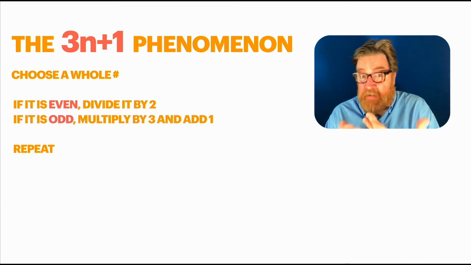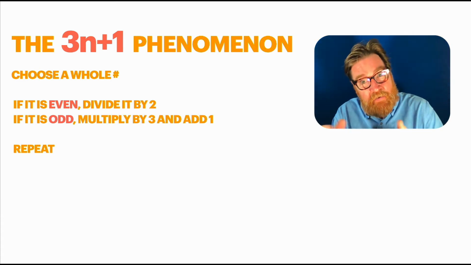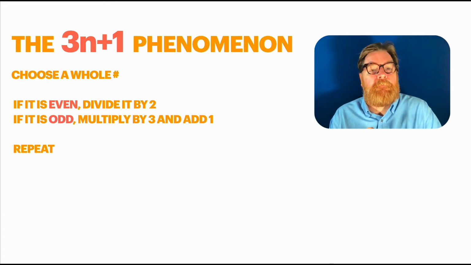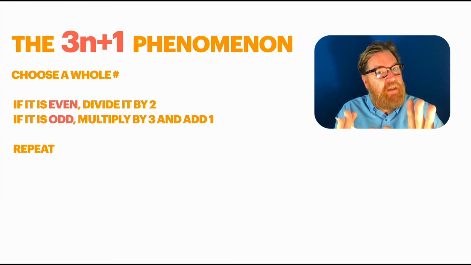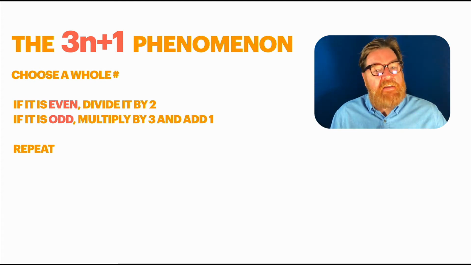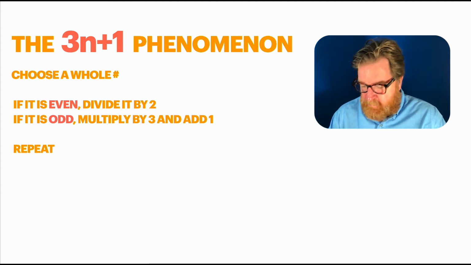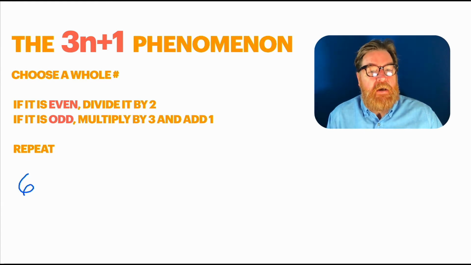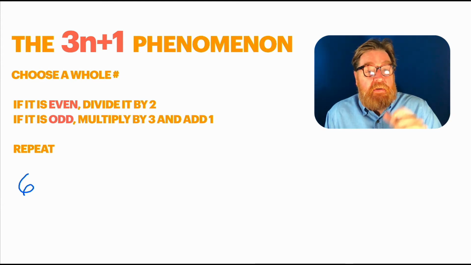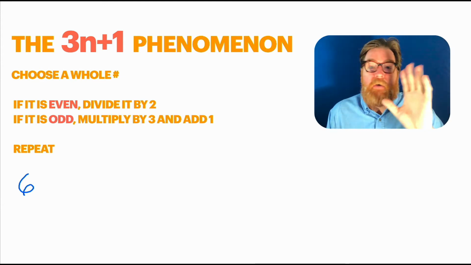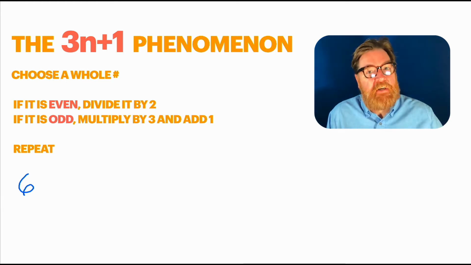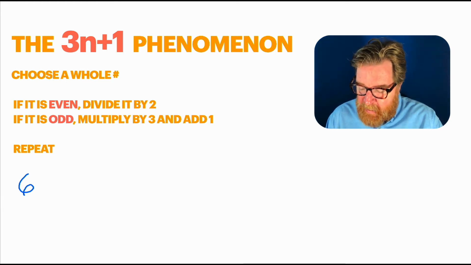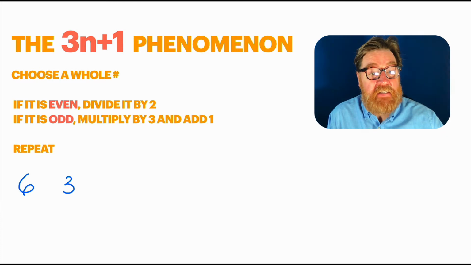So you ask yourself, okay, is it even? Then you do your thing. Is it odd? You do your other thing. And you just repeat it. So let me give you an example, okay? Let's say we start with 6. I just picked a whole number at random. So I look at my rules. If it's even, you divide by 2. Well, all right, 6 is even. So I'm going to divide it by 2. That means I get 3. Right? 6 divided by 2 is 3.